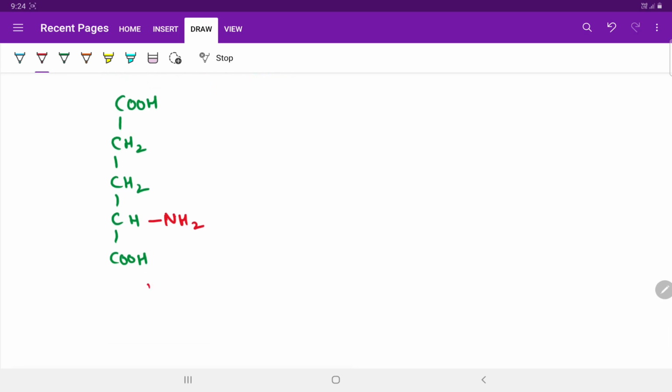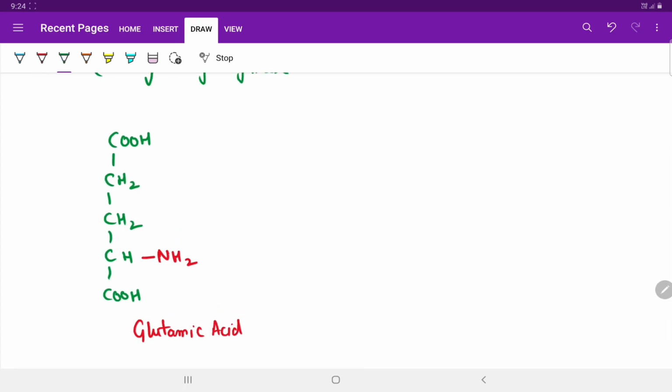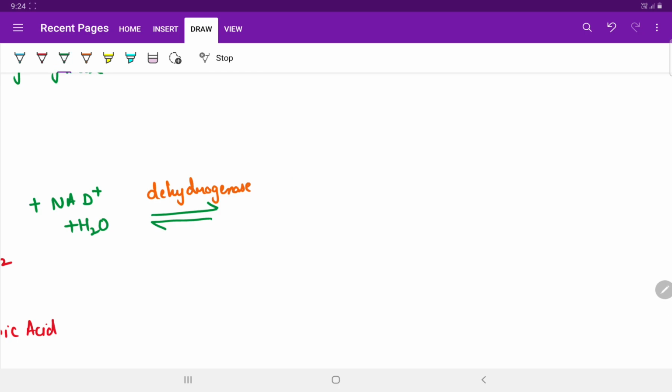So students, this is the structure of glutamic acid. Now in presence of prosthetic groups such as NAD and water, it is converted, in presence of dehydrogenase enzyme, into alpha ketoglutaric acid. So how this is different from glutamic acid, you can see.